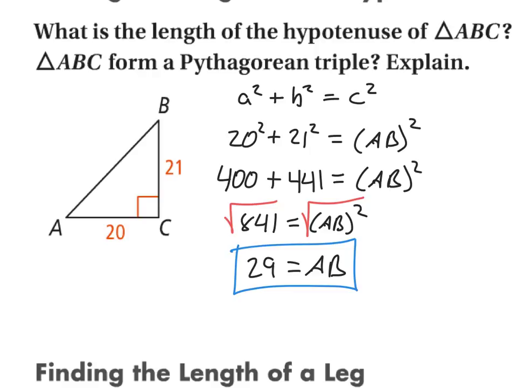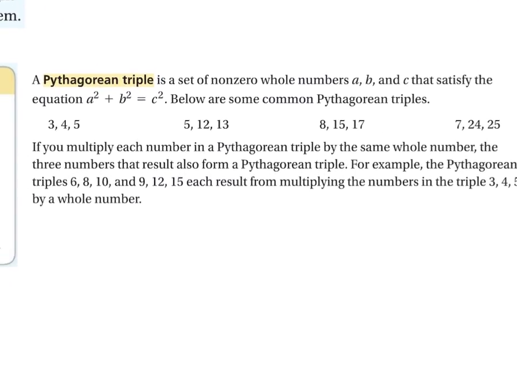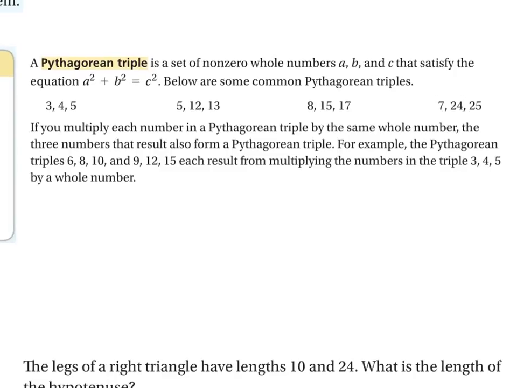This particular problem, these lengths, 20, 21, and 29, are referred to as a Pythagorean triple. What a Pythagorean triple is are three whole numbers that work in the Pythagorean theorem. Okay? Three whole numbers that work in the Pythagorean theorem. So let's go up here in our notes where we talk about Pythagorean triples. So, a Pythagorean triple is a set of non-zero whole numbers, a, b, and c, that satisfy the Pythagorean theorem.